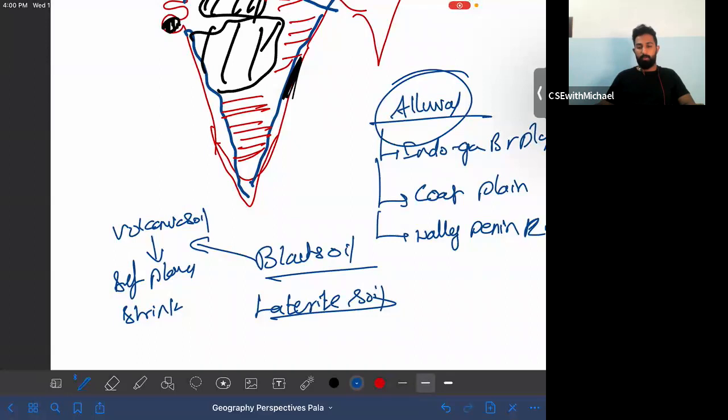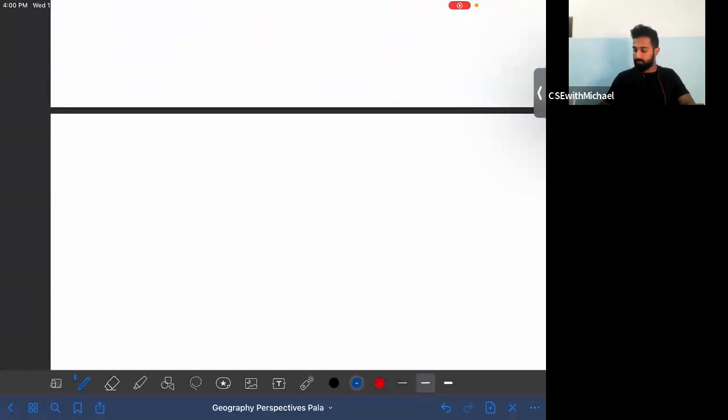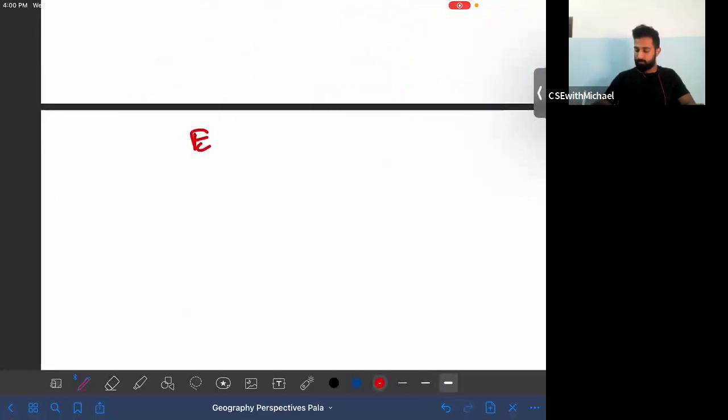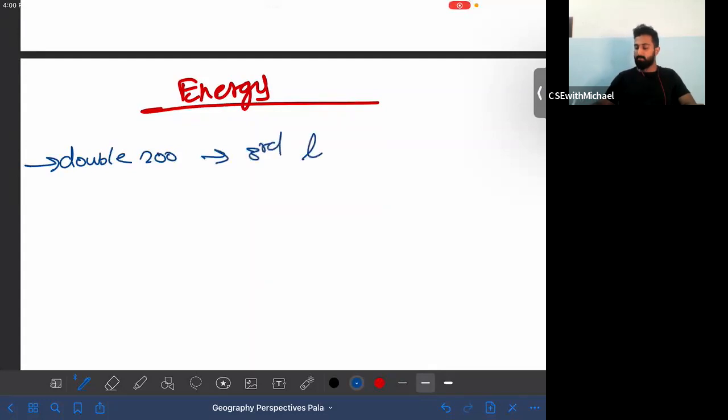Now we have to look into a couple of details about the energy crisis and the energy consumption pattern that India has witnessed. Energy. If you look at energy, India's energy use has doubled since the 2000s, and India is the third largest energy consumer in the world.